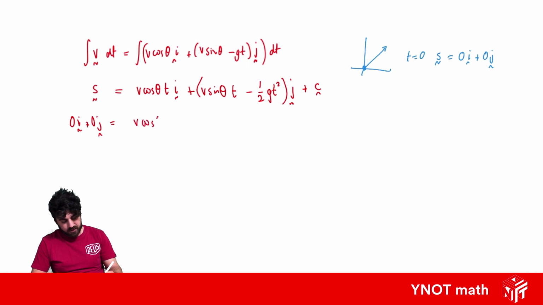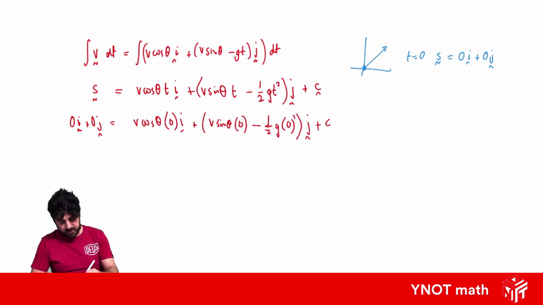So we're going to have v cos theta times 0 i plus v sine theta times 0 minus a half g times 0 squared j plus c. That's all going to go because we have a 0 multiplication. So all we're left with is 0i plus 0j equals 0i plus 0j plus c, which means that our constant vector has to be 0 in this case.